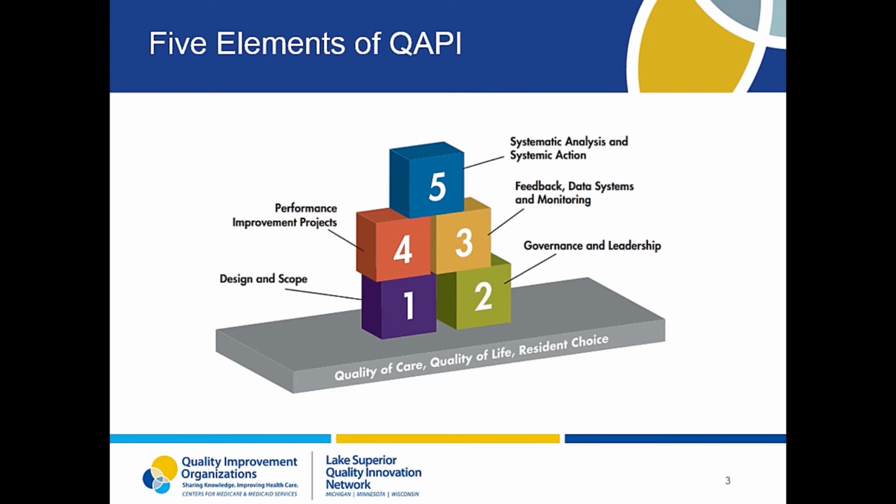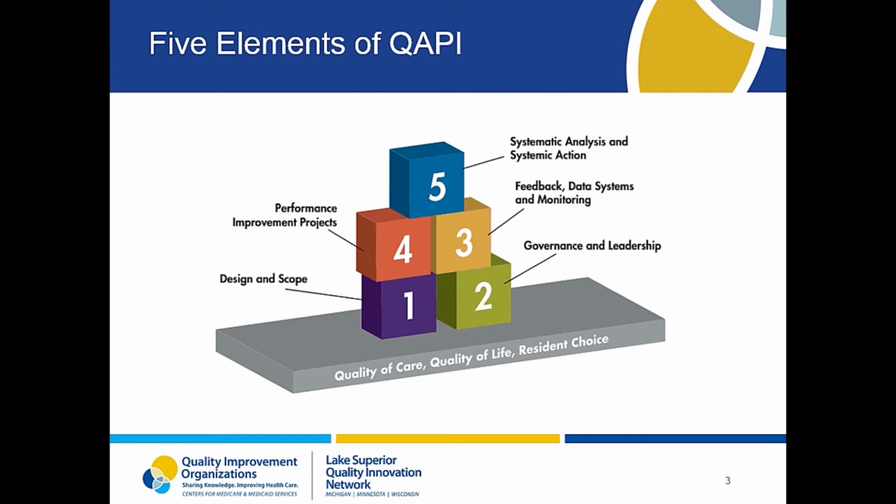The areas of the self-assessment follow the QAPI 5-element framework: design and scope, governance and leadership, feedback, data systems and monitoring, performance improvement projects, and systematic analysis and systemic action. The team will assess how well their progress is with QAPI by reflecting on questions like, how well has QAPI been incorporated into our organization's culture?